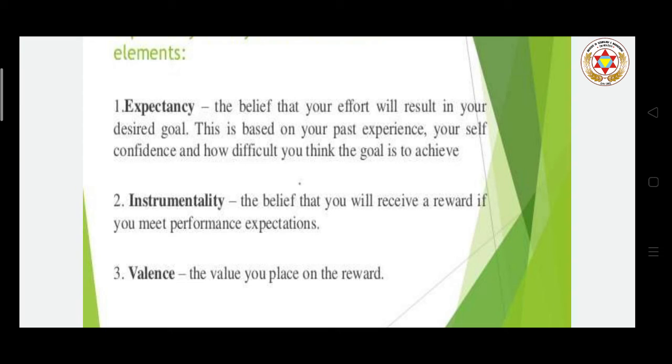Like assuming that an individual desires promotion and feels that superior performance is a very strong factor in achieving the promotion. So superior performance is the first level outcome, whereas the promotion is the resultant second level outcome. So let's come to expectancy. It is a belief that your efforts will result in your desired goal, and this is based on your past performance experiences, your self-confidence and how difficult you think the goal is to achieve. So expectancy is the probability that a particular action will lead to a particular first level outcome. Like an employee may estimate the probability of putting in the required superior performance.